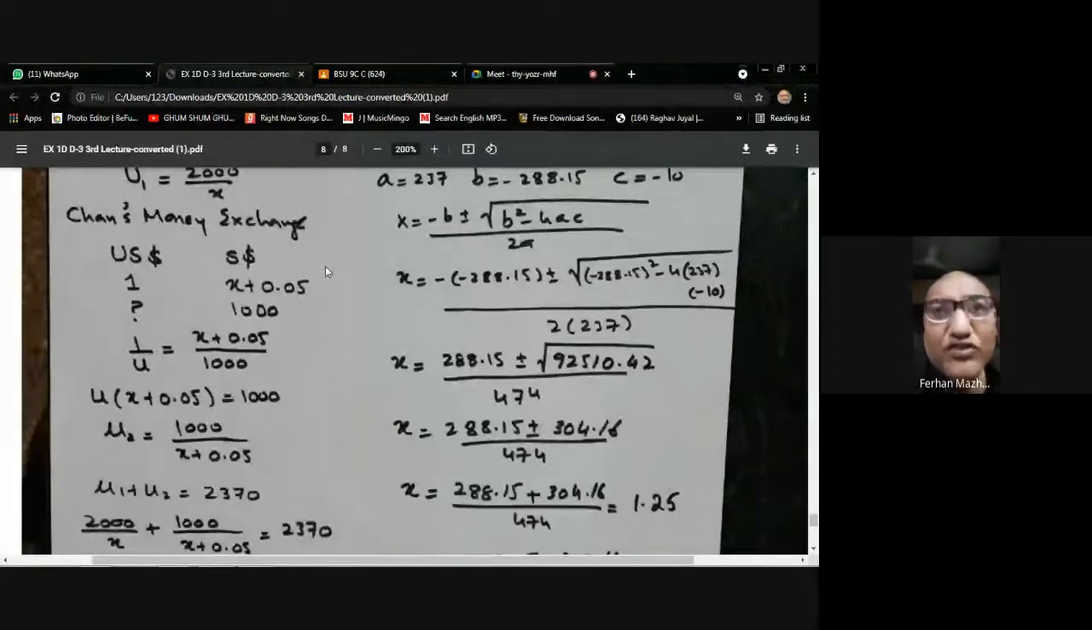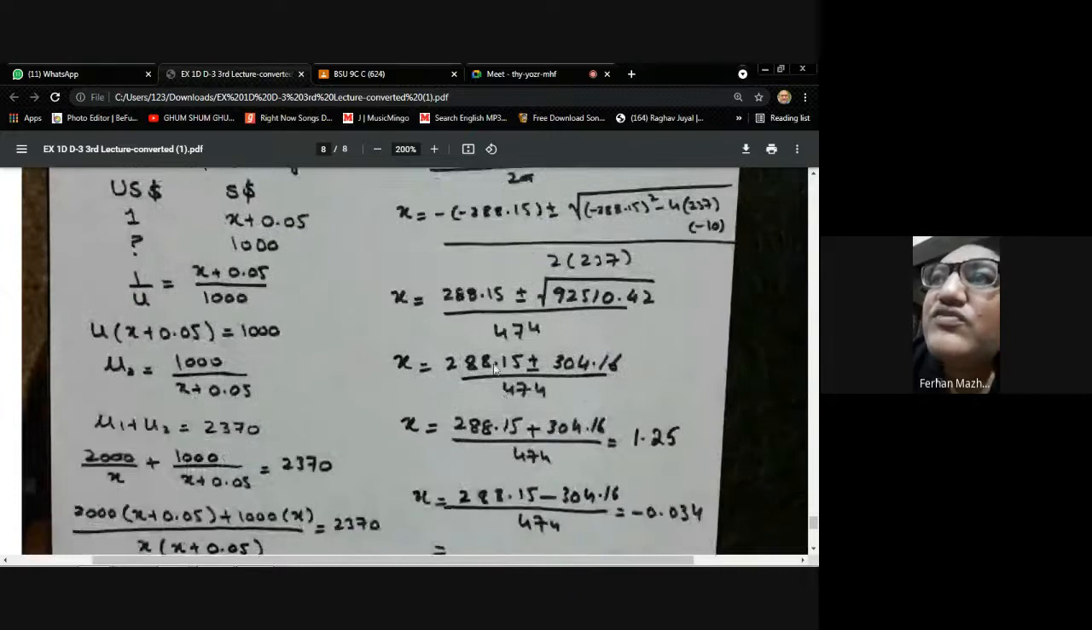Substitute the values of A, B, and C very carefully. Because the B value is minus 288.15, that negative will make it positive. When you take the whole square of B, this negative should be inside the bracket. When you take the square, the answer will be positive. So this minus and this minus will also become positive. On the calculator you will get 92510.42, and its square root is 304.16. Due to the value of A, the denominator will become 474.